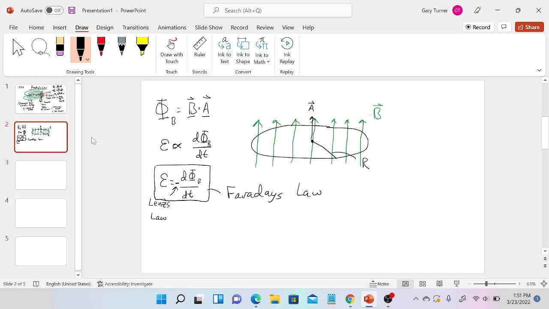So if I can measure the rate at which my flux is changing, I will be able to calculate the voltage induced. And if I know the resistance, then I can use Ohm's law to get the current.